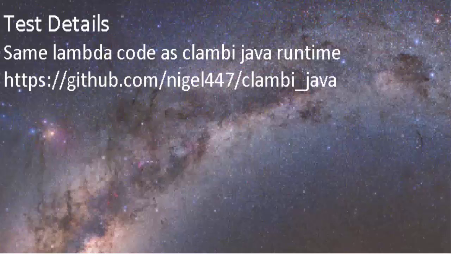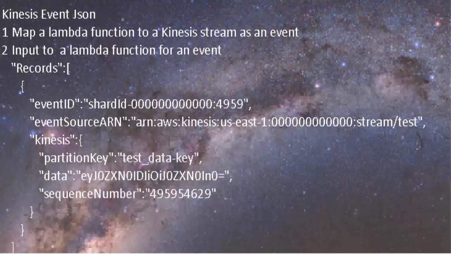Firstly, we are using the same Lambda function code as we used in the Docker Lambda Java runtime test. Here is a link to that code on GitHub. We previously mentioned how you can map a Lambda function to a Kinesis stream via an event. We set up a Lambda function handler previously to work with just such event JSON as we see here.